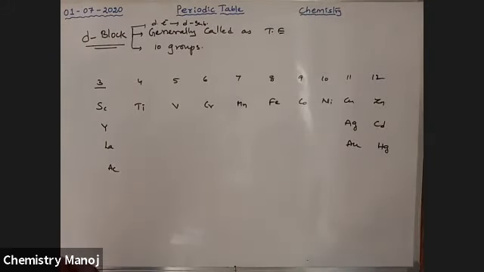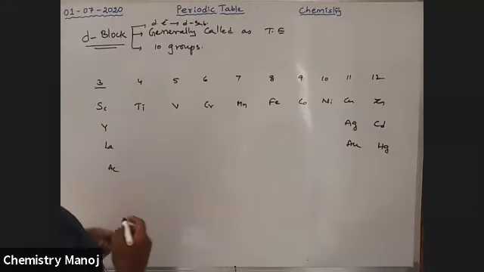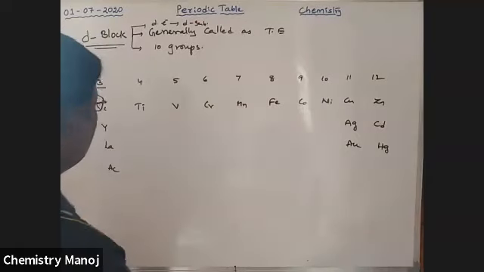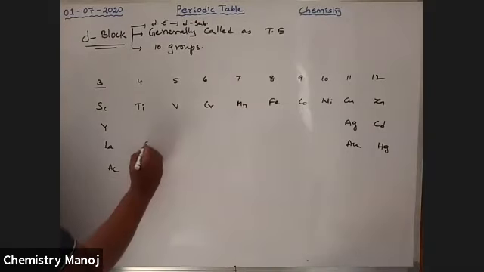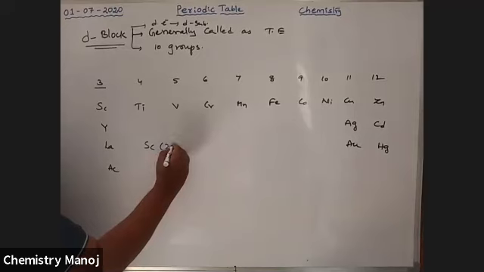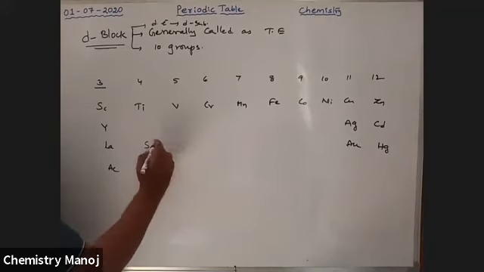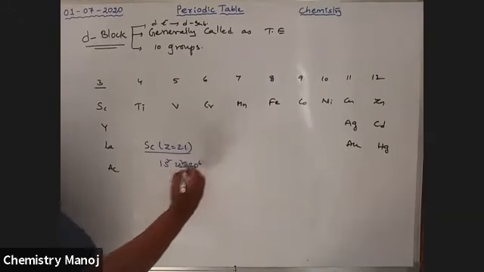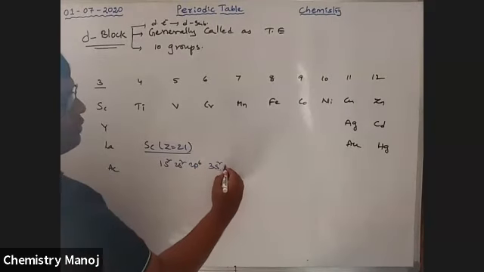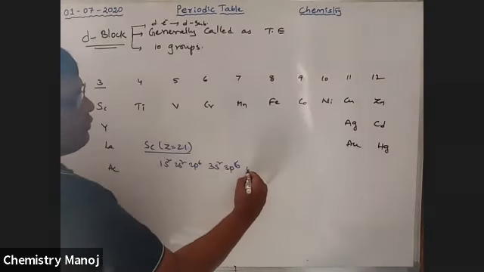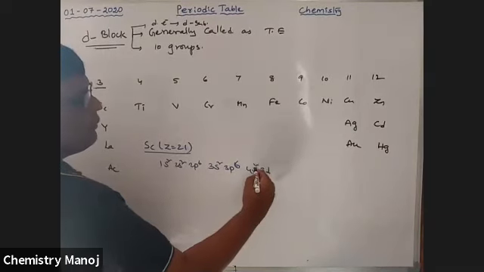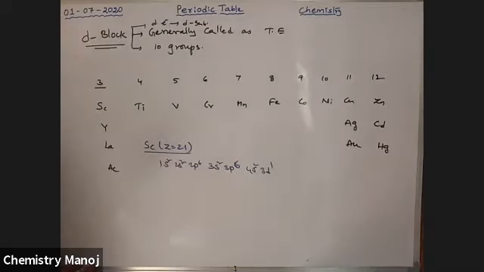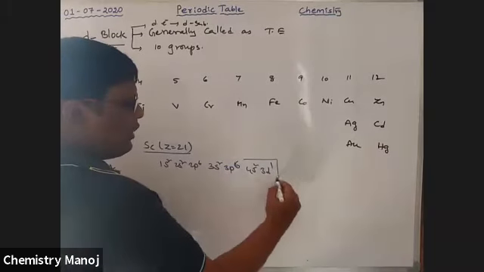Okay, see here. Now I am writing the electronic configuration of elements. Scandium, atomic number, sorry, Z is equal to 21. Its electronic configuration is 1s2, 2s2, 2p6, 3s2, 3p6, 4s2, 3d1.